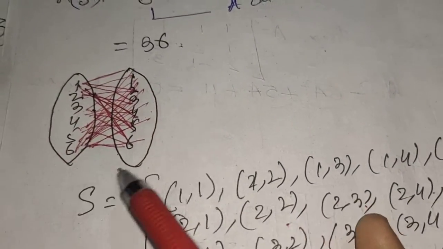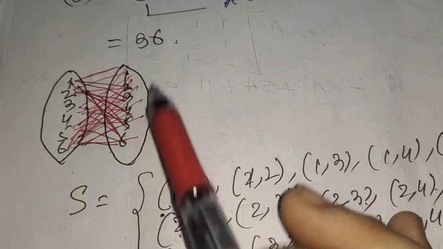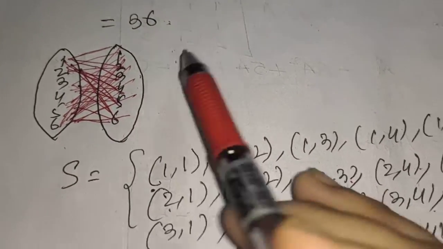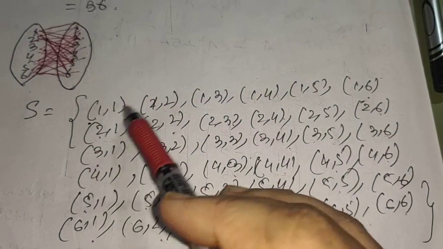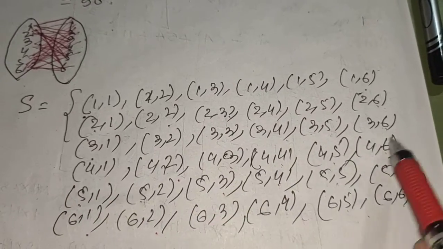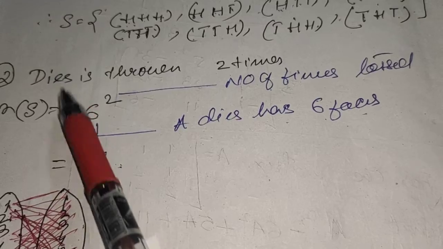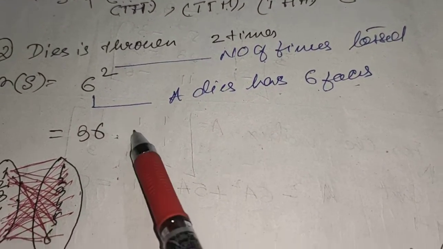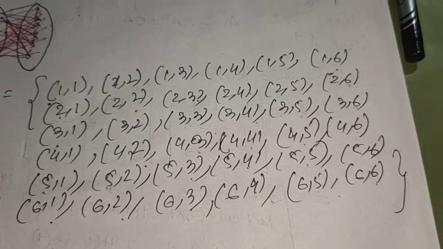This is the most mathematical way, where you can see that each element is covering the elements of the second set. So this is your entire set of ordered pairs, showing the sample space of the given question. A dice is thrown 2 times, then there are 36 outcomes. You can count them, there are 36 outcomes.